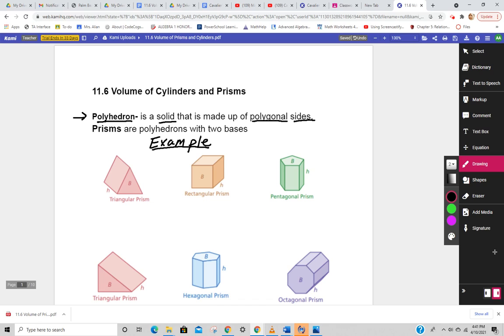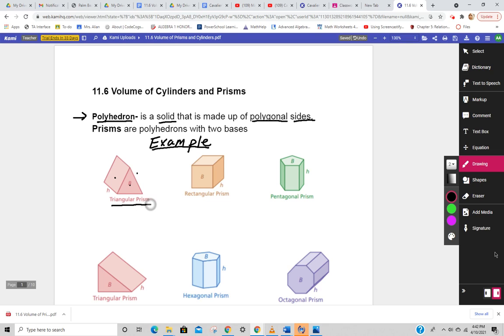Look at this first one here, a triangular prism. This side, this side, this side, the bottom and the back, they're all polygons. Each side is a polygon in this figure here. So this solid is a polyhedron because it's made up of polygonal faces, or you could say polygonal sides.